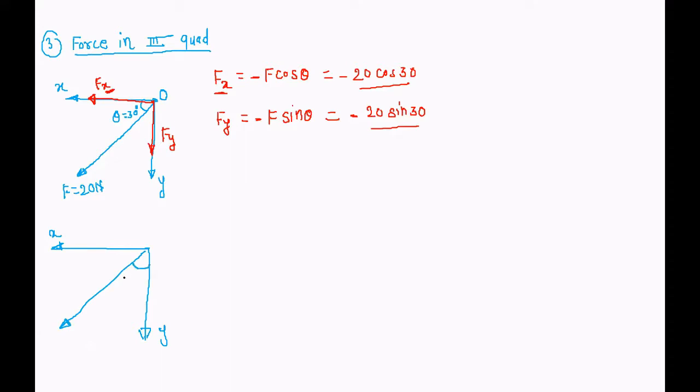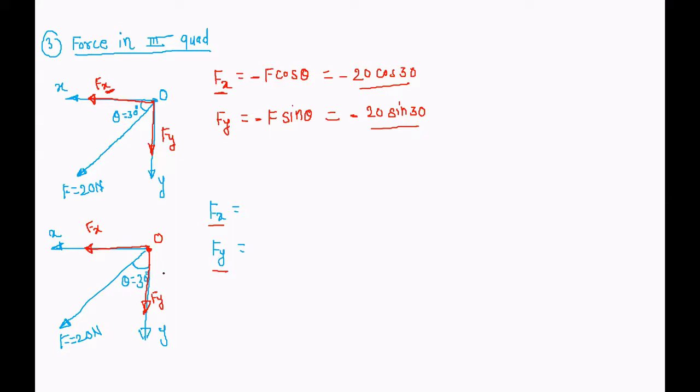So here angle theta is given with respect to y-axis. This is the force F, that is 20 Newton. Now we have to find out the x component and the y component. This is the origin. So first, show the components along x and y direction. So this is your Fy. This component is Fx. Okay. Now write the component Fx and Fy.